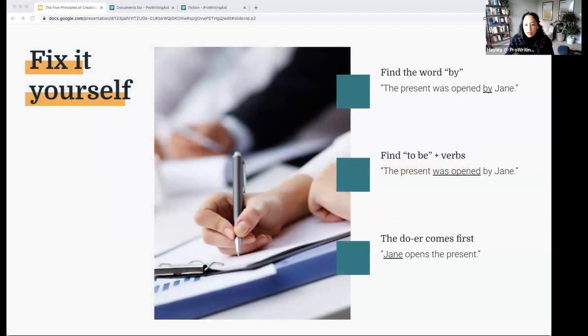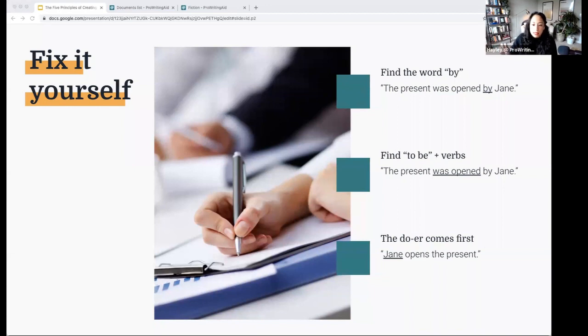Okay, so here's what you can do if you have passive voice. I would recommend going through your manuscripts or going through a scene and looking for places where you have used the word "by." If you have used the word "by," this is an instance where you've likely used passive voice. So the word "by" is a particular kind of signifier of passive voice. You can also look for "to be" plus verbs, for instance, "was opened." Both of these are instances of passive voice. If you find those, highly likely the sentence has passive voice.